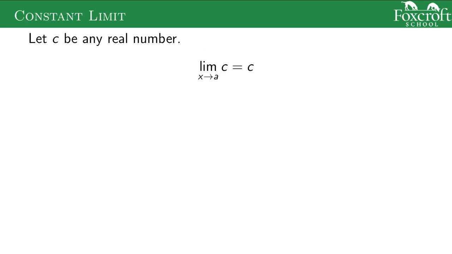The second is the constant limit. If c is just some constant, like if my equation is just y equals 3, it doesn't matter what value x is getting close to. My y value always gives me out the exact same value c, so y is always just close to that c value. All right, so those are the two basic limits.